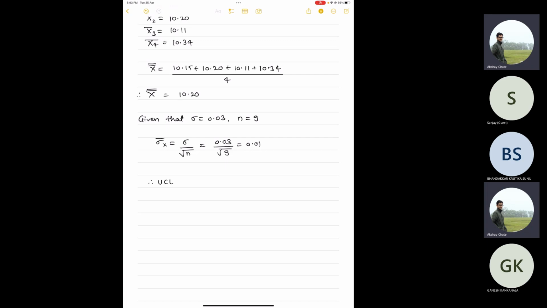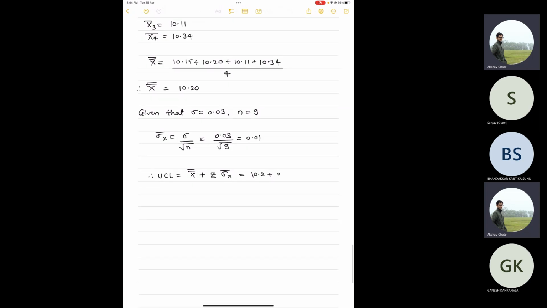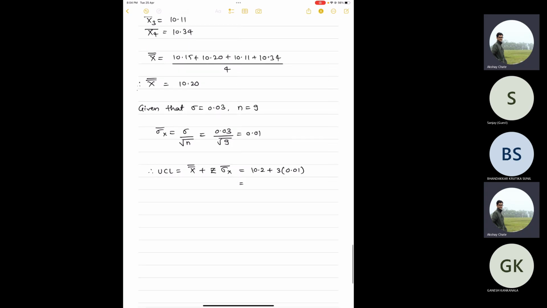Then therefore UCL, the formula is x double bar plus z, some constant, which is called the standard normal deviate, but it's a constant, so no need to bother about that much. So here x double bar is 10.2, and in the question it was said that 3 sigma limits you have to calculate. So z will become 3, and this will be your 0.01. So this comes out to be 10.23.